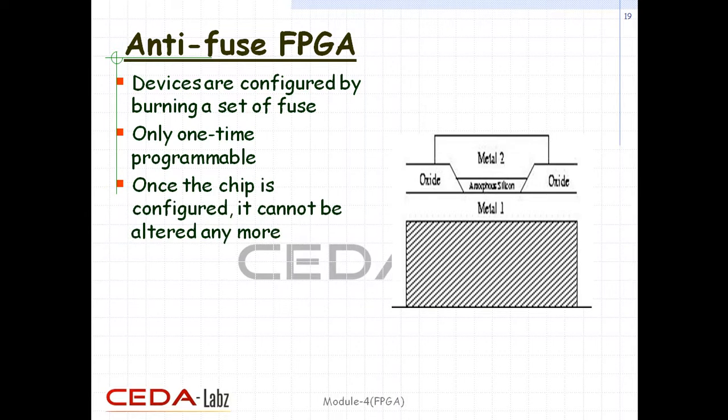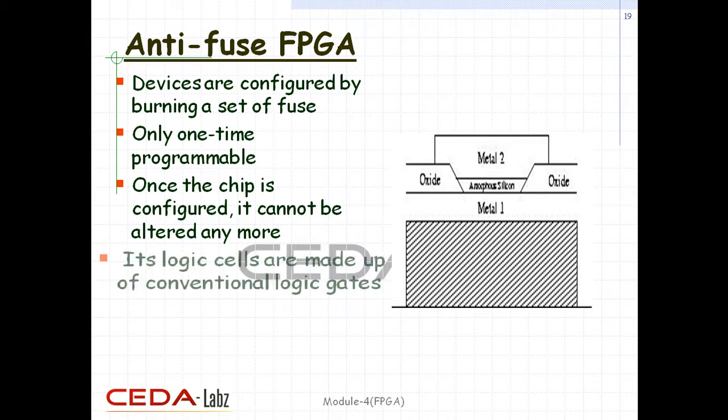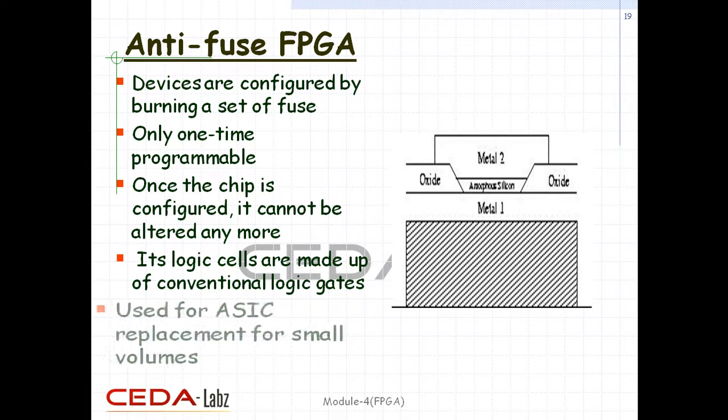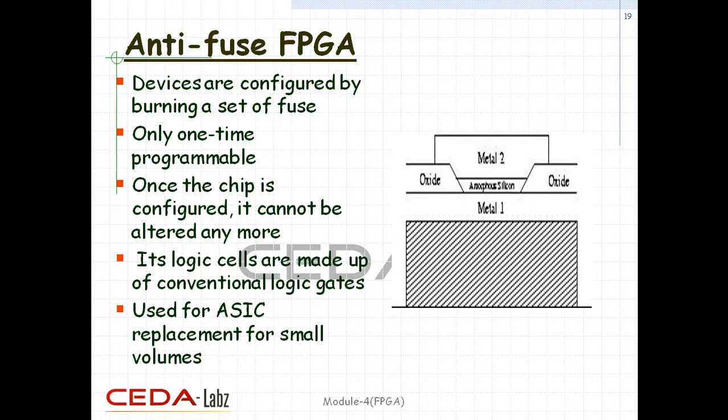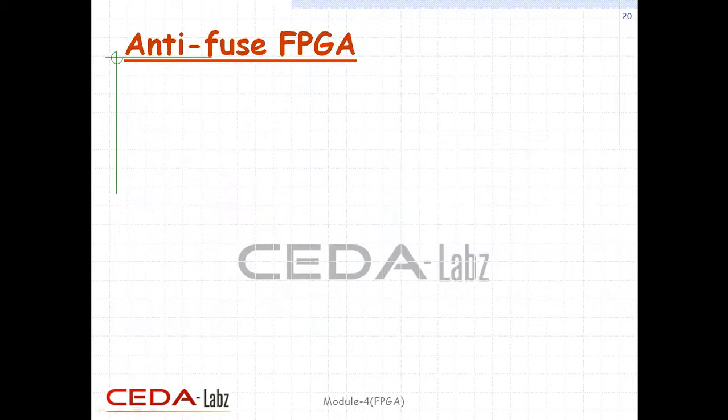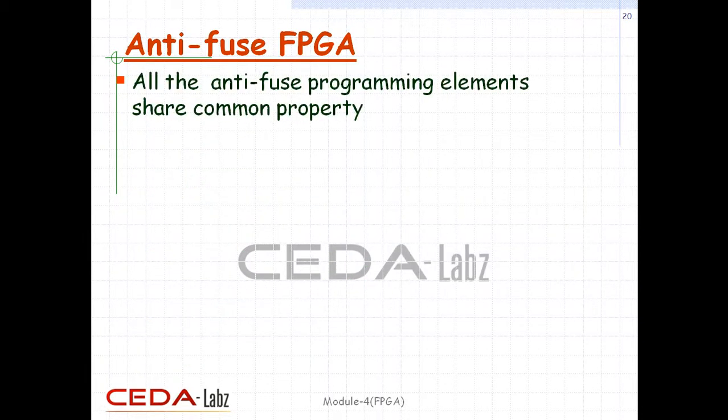In other words, all the FPGAs which use anti-fuse technology are programmed only one time and cannot be reprogrammed. All of these logic cells are made from conventional logic gates. For small volume production, in place of ASIC, this technology is preferred. All the anti-fuse programming elements share common properties. Basically, an anti-fuse is an electrical device that performs the opposite function to a fuse.